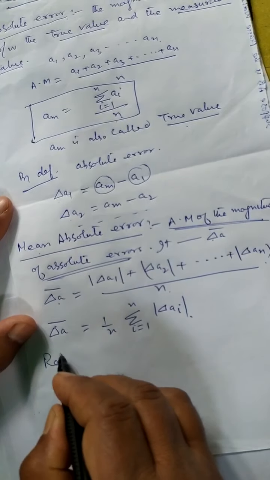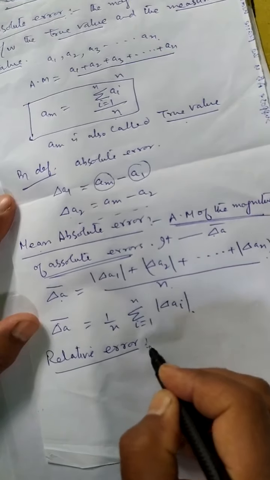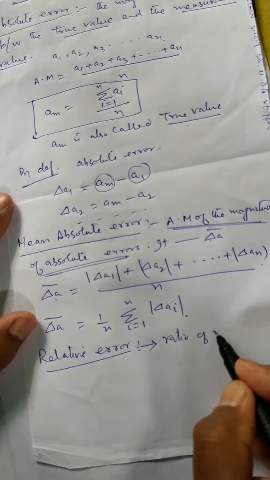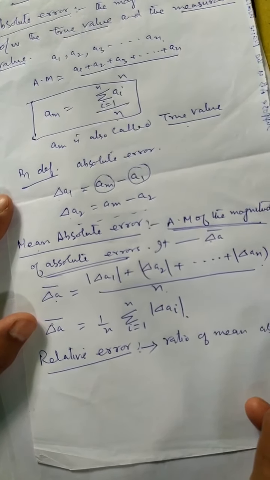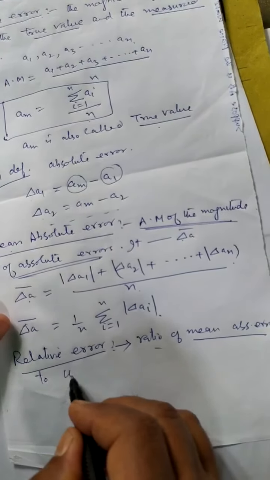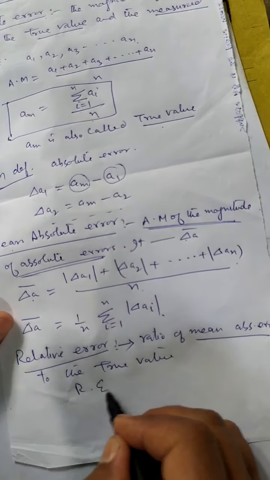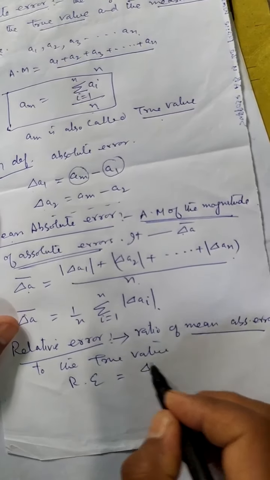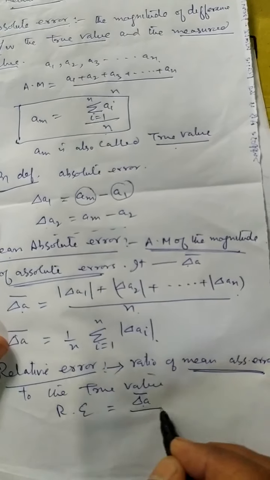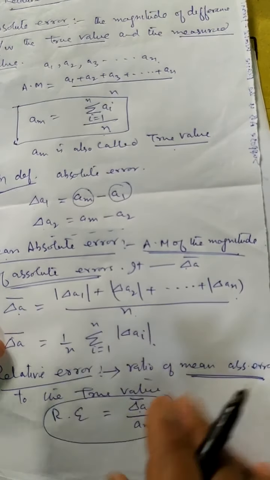इसके बाद हम रिलेटिव एरर डिस्कस करेंगे। रिलेटिव एरर is defined as the ratio of mean absolute error to the true value of the quantity. Relative error is equal to delta A bar, delta A bar means mean absolute error, divided by true value. This is the relative error.